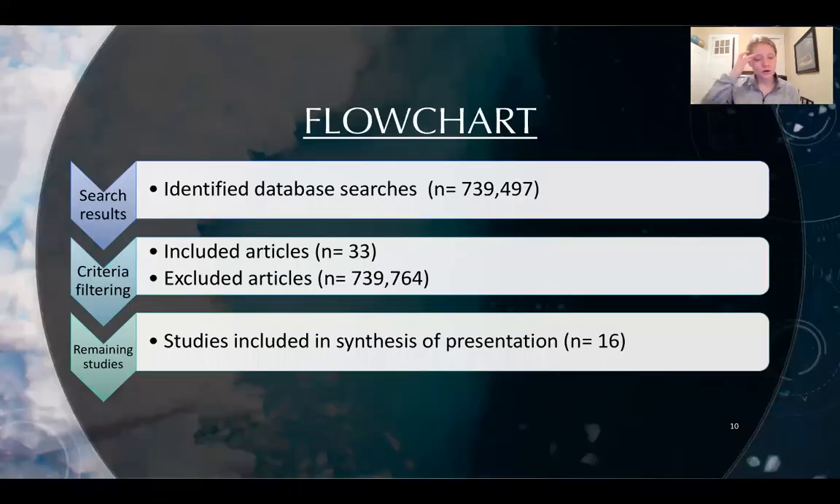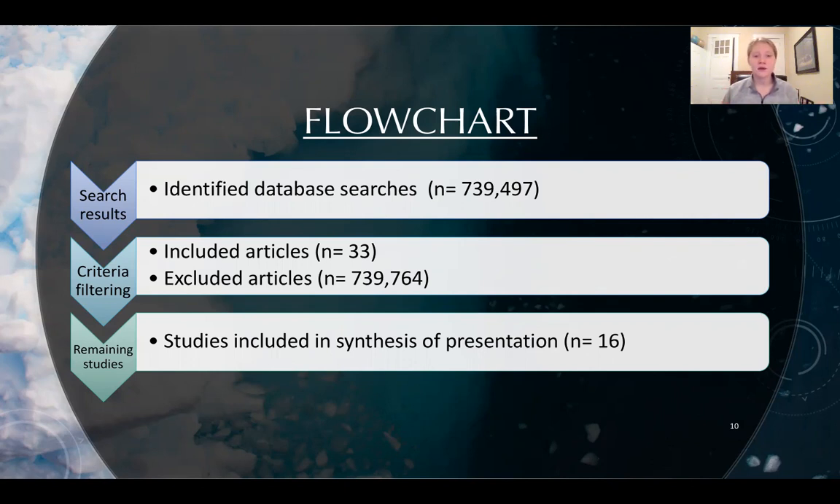All right, so that leads me to my flow charts. Whenever I was trying to find studies related to this topic, I first had search results that identified, so I identified database searches, which yielded a total of 739,497 results, and that was between both EBSCO and Google Scholar. So that's a lot. I obviously did not have time to read all of those, but I tried to find the ones that were most important, and I condensed it.